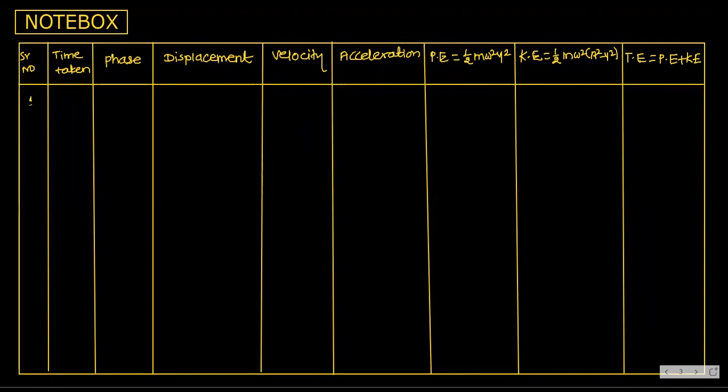So serial number 1, time taken is 0, suppose. Then phase is also 0. Displacement y is equal to 0, which is at mean position. Next, velocity is equal to a omega, which is maximum velocity. Acceleration is 0 at this point. As y is 0, PE is equal to 0. If you will substitute y, shall we change color? Okay, we will change color.